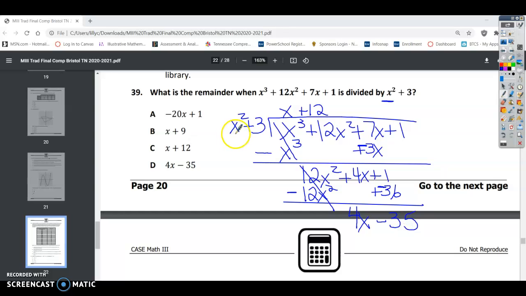How many times does x squared go into 4x? It does not. So that means that is going to be our remainder. So our remainder is going to be 4x minus 35 over x squared plus 3.